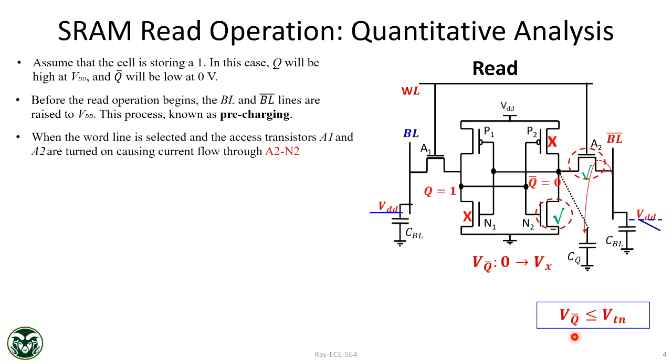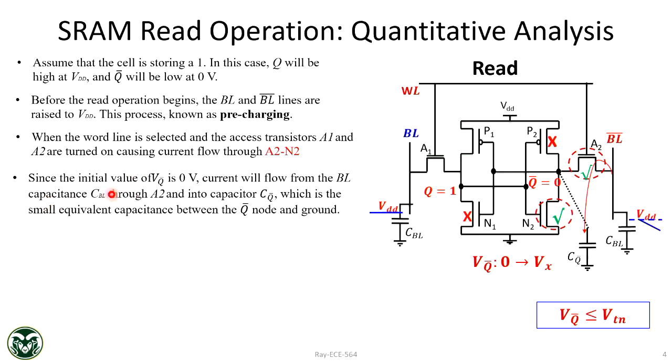That means you need to find the equation of VQ bar, or the equilibrium value of VQ bar, and then see whether it is more or less than VT. So that's how you can see read stability, and that will give you the cell ratio. What should be the cell ratio? Up to this point it makes sense qualitatively. So now let's write this equation.